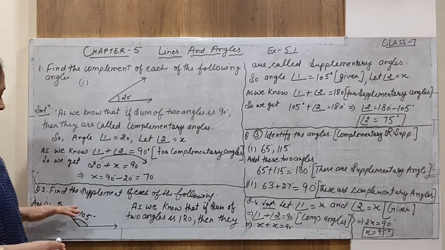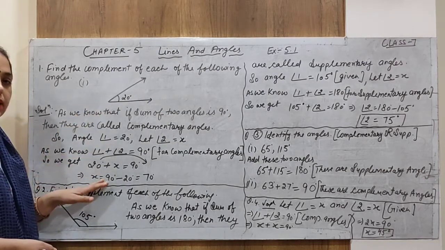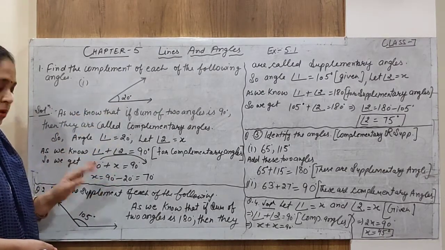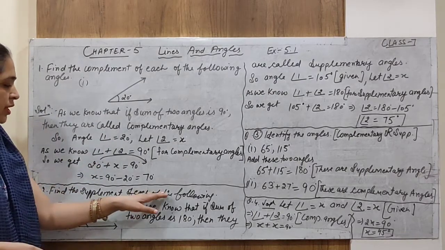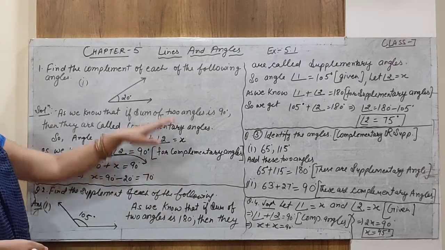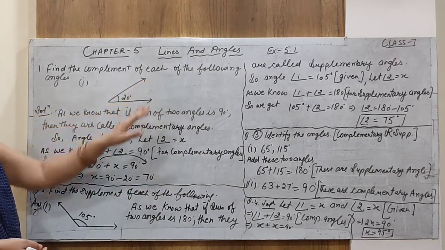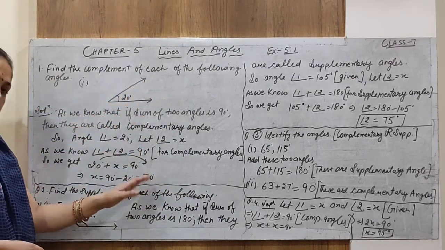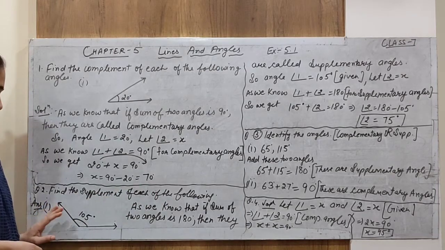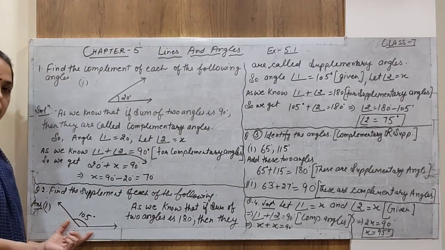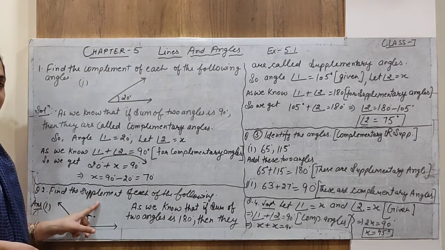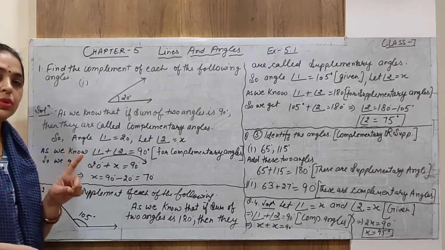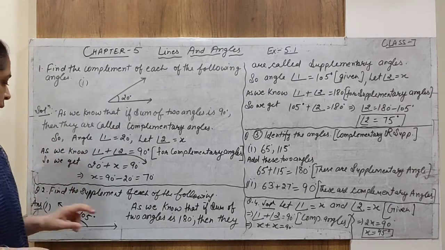Alright, you must complete all other parts in the similar way. Second question: find the supplement of each of the following. This question is similar to the previous question, but the conditions are different. In this question, the first part is that angle 105 is given to you. Now we want the supplementary angle. First, write down the condition for the supplementary angle.